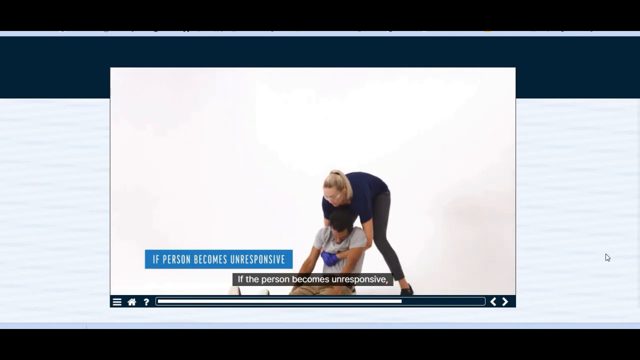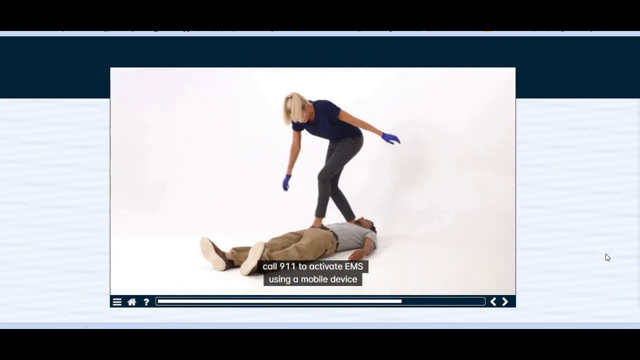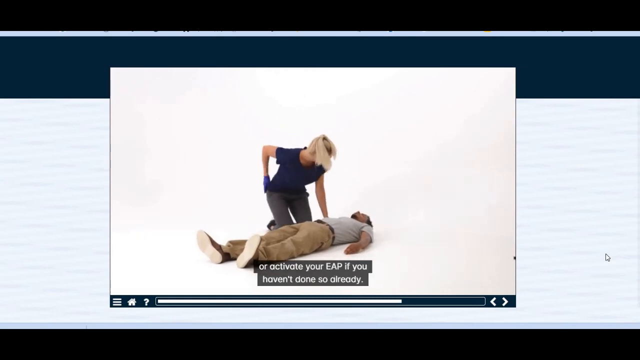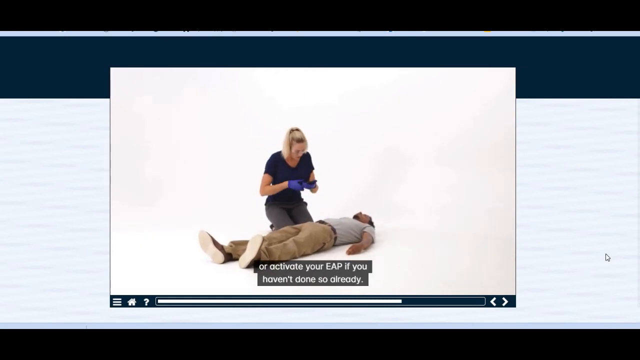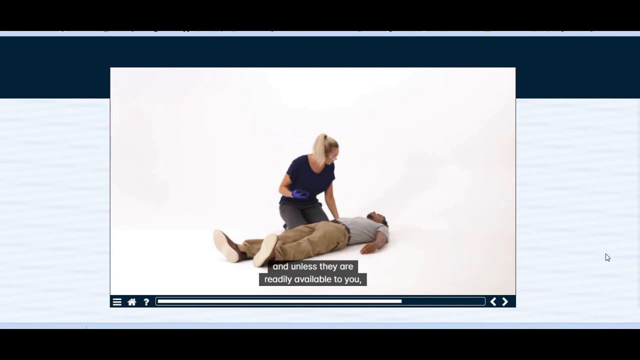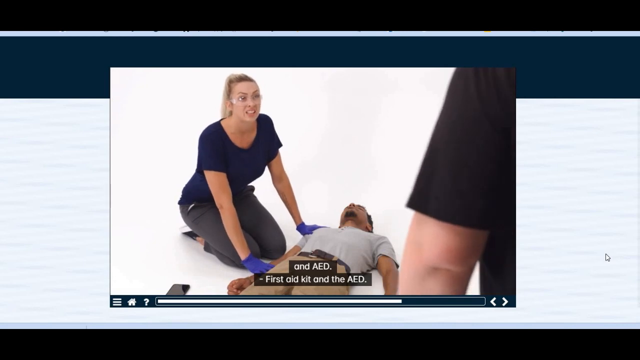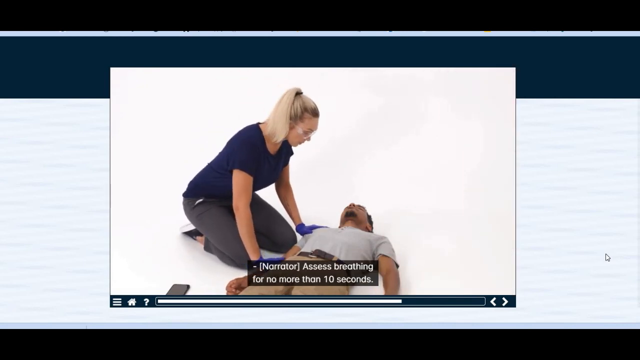If the person becomes unresponsive, call 911 to activate EMS using a mobile device, or activate your EAP if you haven't done so already. After activating, and unless they are readily available to you, send someone to get the first aid kit and AED. Assess breathing for no more than 10 seconds.